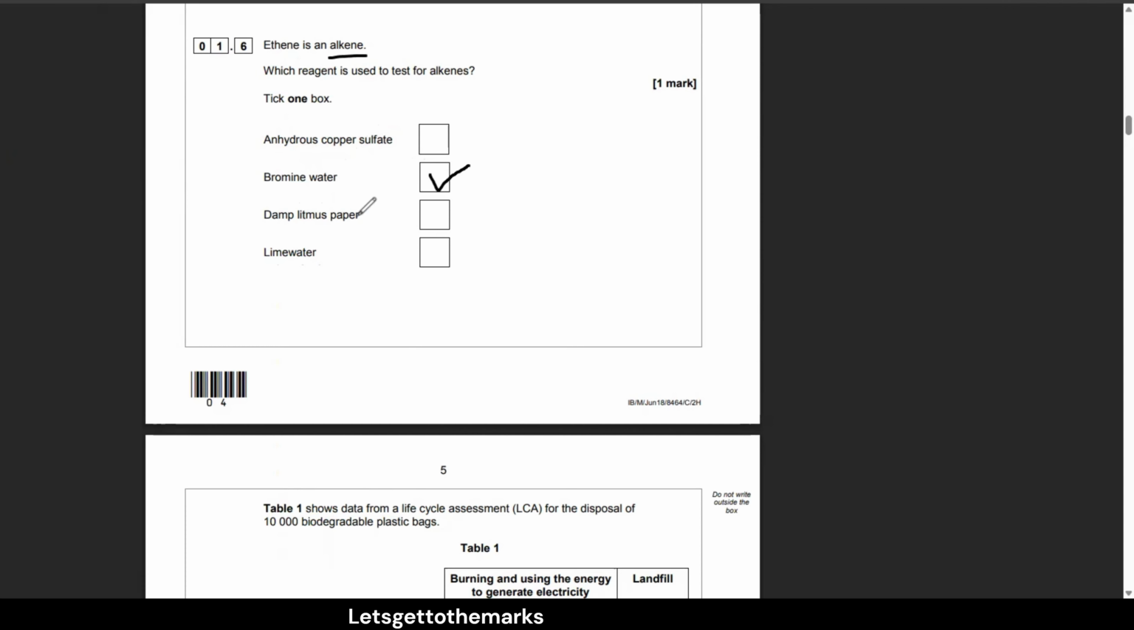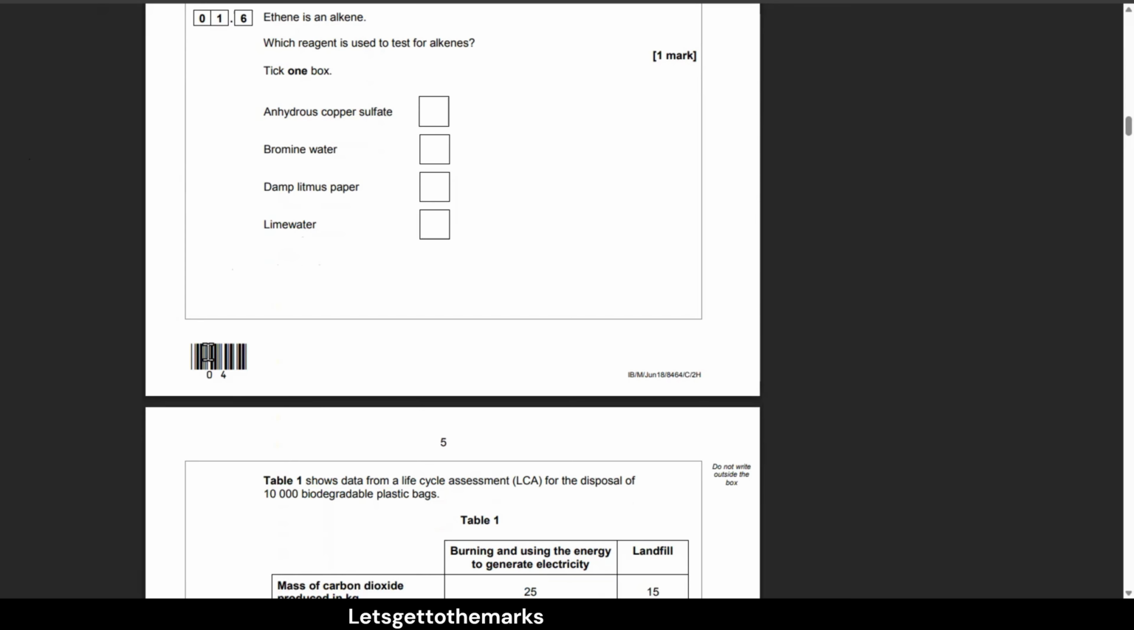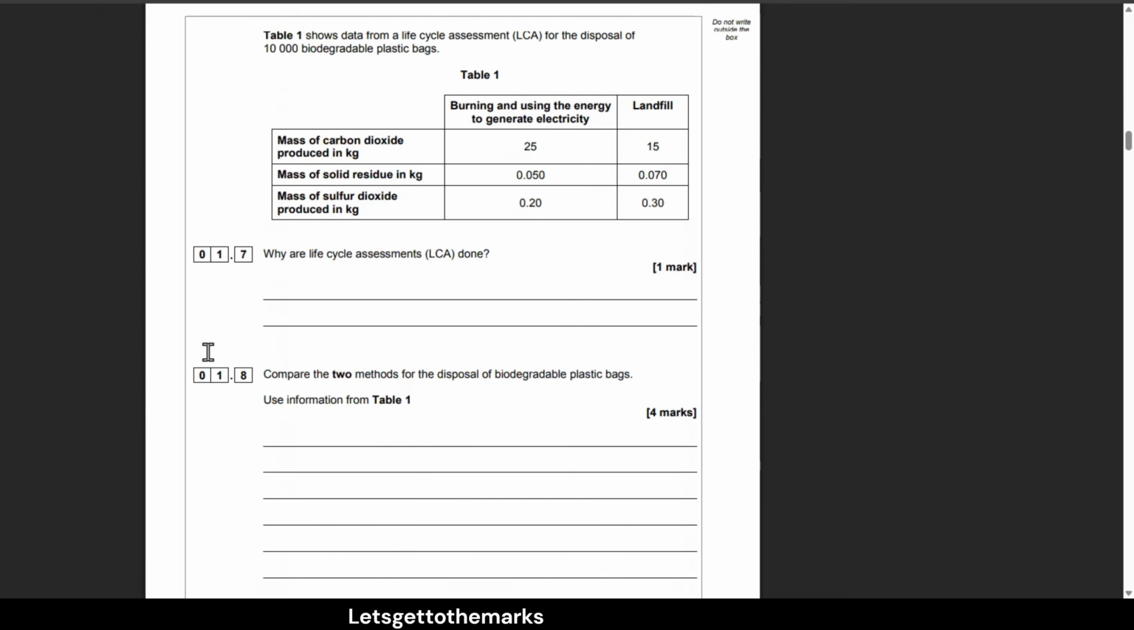We use damp litmus paper to test for ammonia, which is a gas, NH3, and then lime water we use to test for carbon dioxide, and it goes cloudy in the presence of carbon dioxide gas. Right, let's move on. You need to know all those tests, guys, so if you don't know them, put them on revision cards. Best way to learn those kinds of things.